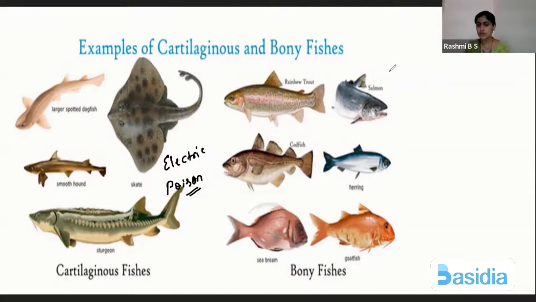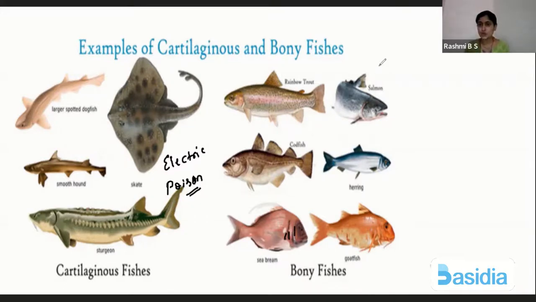When it comes to bony fishes, you can see salmon, herring, goldfish, sea bream, codfish, rainbow trout. These are some of the best examples of bony fishes. Children, you can see the operculum here, and the gill slits. If you observe these fishes alive, they will have an operculum here, a protective layer covering the gill slits.